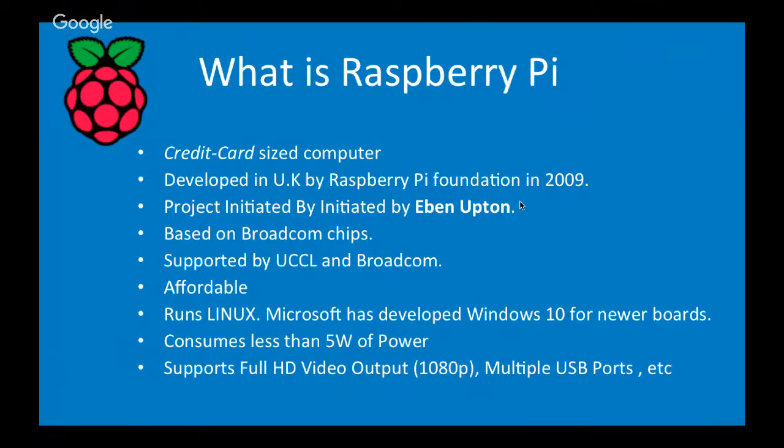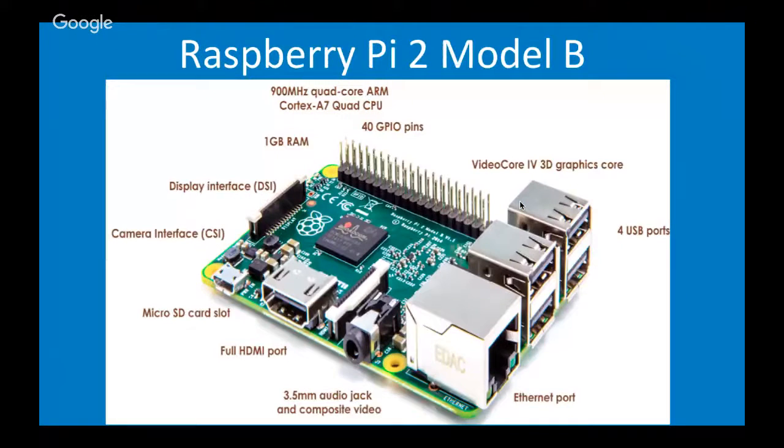It runs Linux. There are different OS that you can install on it, just like your machine, where you have Mac, Linux, Ubuntu, and things like that. Over here as well, you can install anything. Microsoft has also developed a Windows 10 operating system for these newer boards, so you can actually install Windows on this Raspberry Pi as well. It consumes less than 5 watts of power, so very little power. It supports full HD video output and multiple USB ports. So this is how it looks, and this is what I'm using as well.